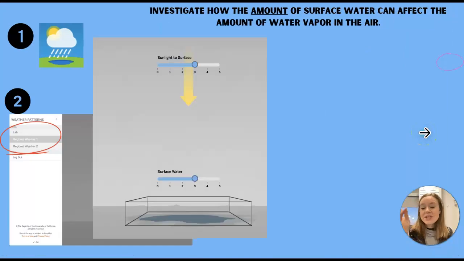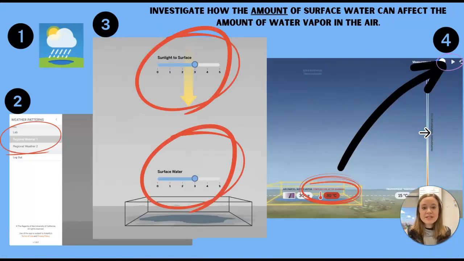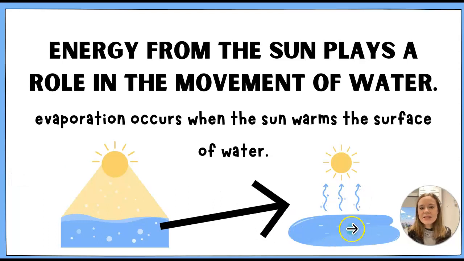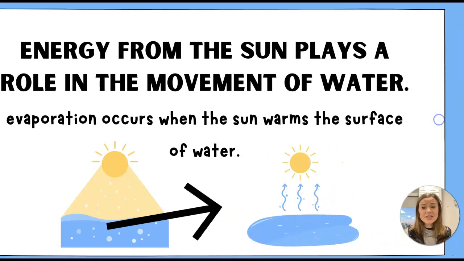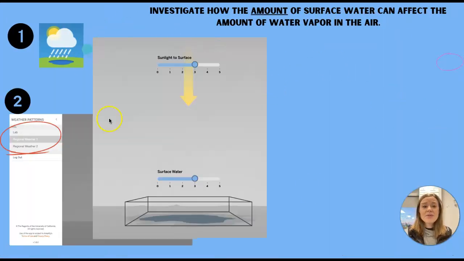So today you are going to do 2 activities after you complete these notes. You're going to work in the simulation. So first you're going to click on this link to figure out how the amount of surface water can affect the amount of water in the water vapor. So if we think back, we were looking at these puddles and we were wondering why do some rainstorms have more rain than others? So that's how we're going to investigate it today.